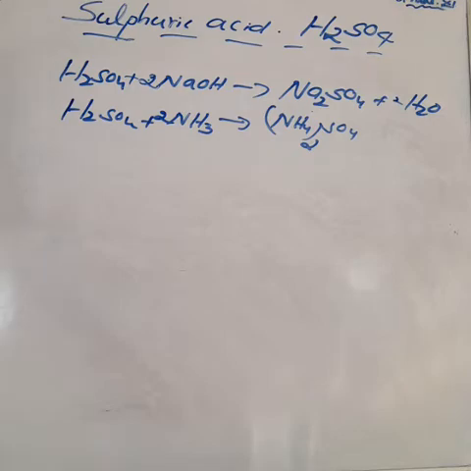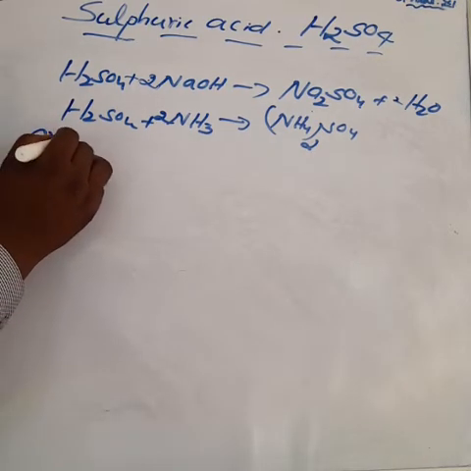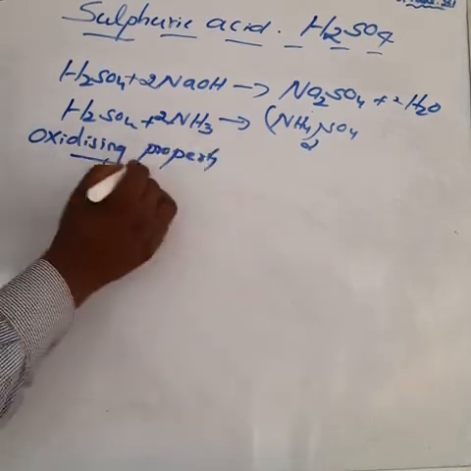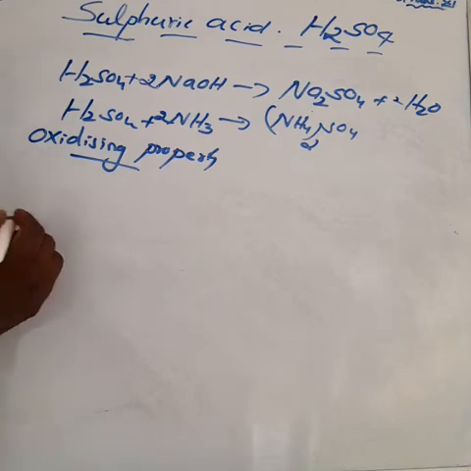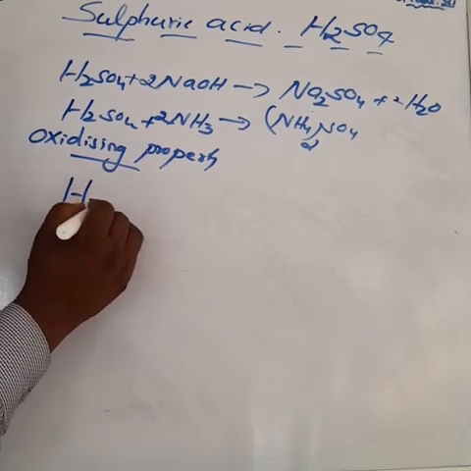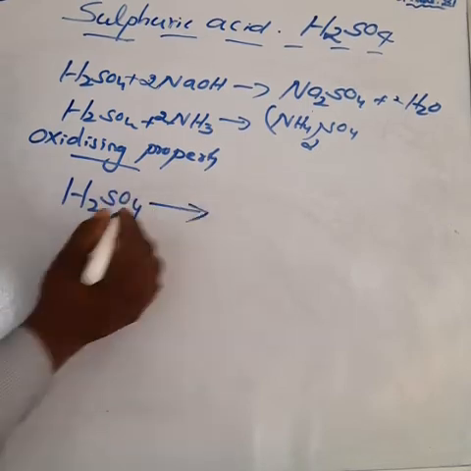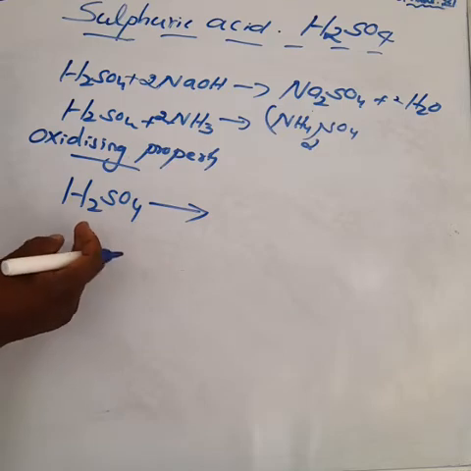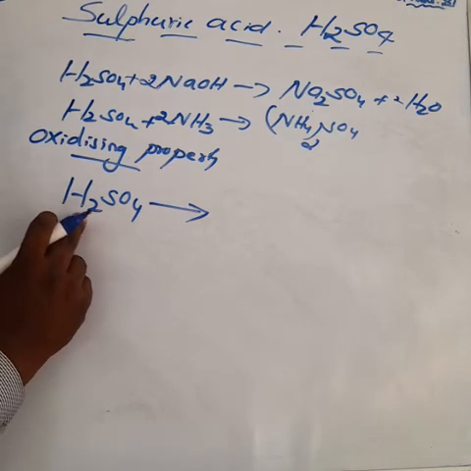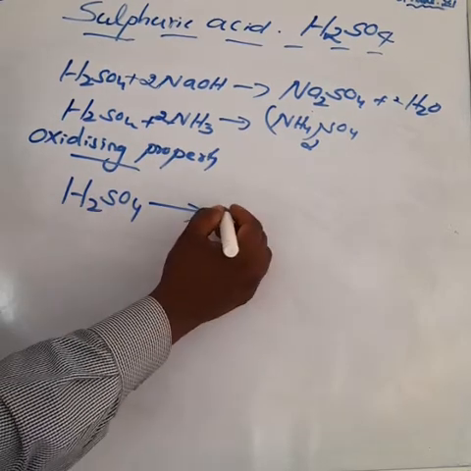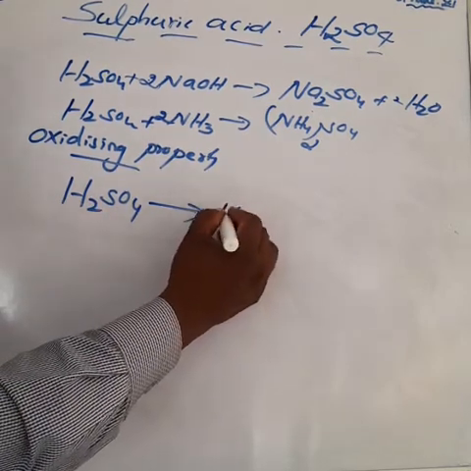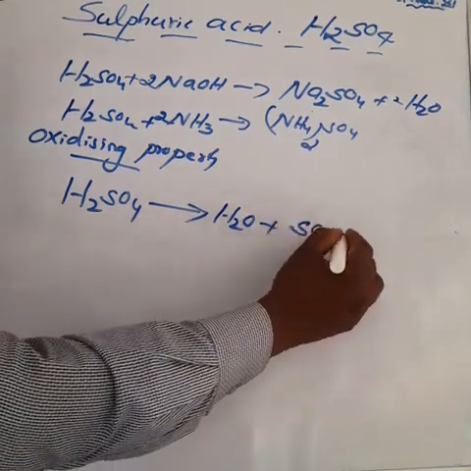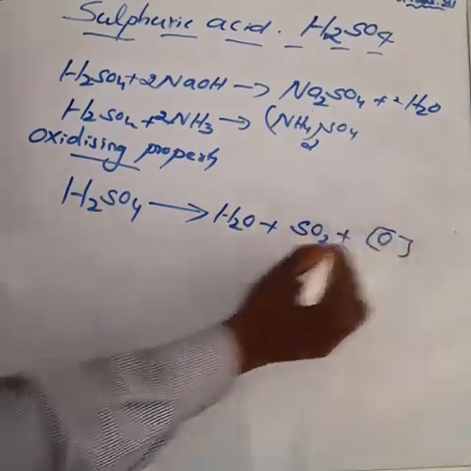A very, very important point is the oxidizing property of sulfuric acid. Sulfuric acid is an oxidizing agent. It produces nascent oxygen, a very, very important point, okay? On decomposition of sulfuric acid, hydrogen combines with oxygen and we get water molecules, and also sulfur dioxide gas, SO2, is evolved. We get one nascent oxygen.